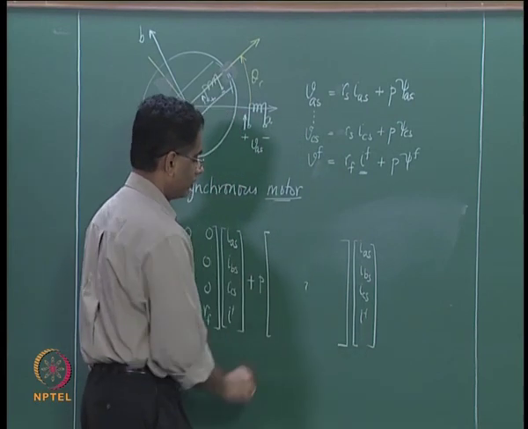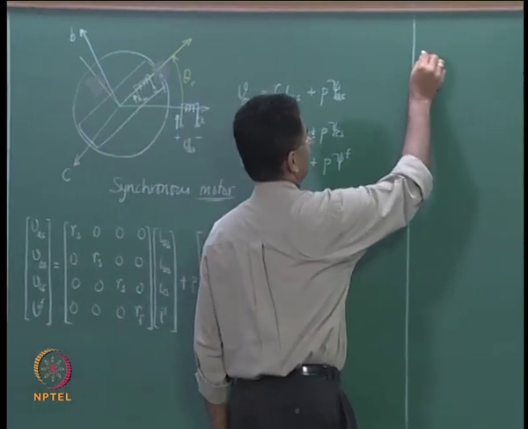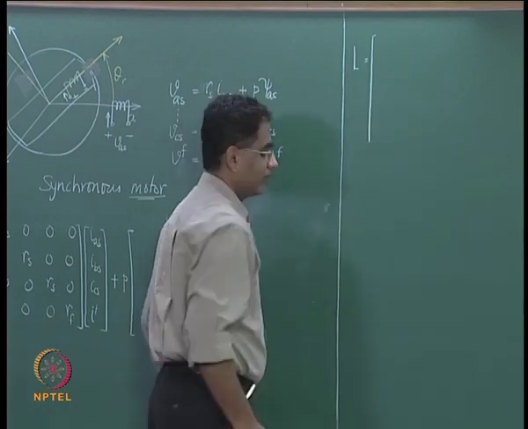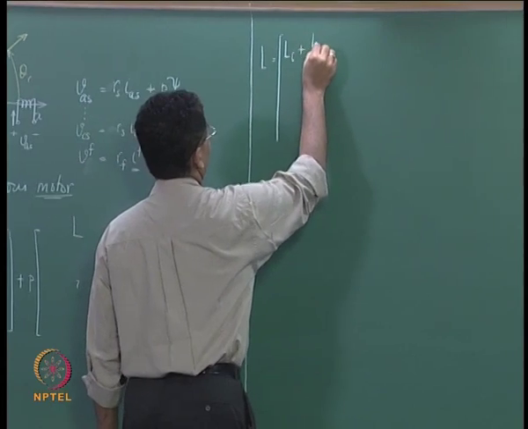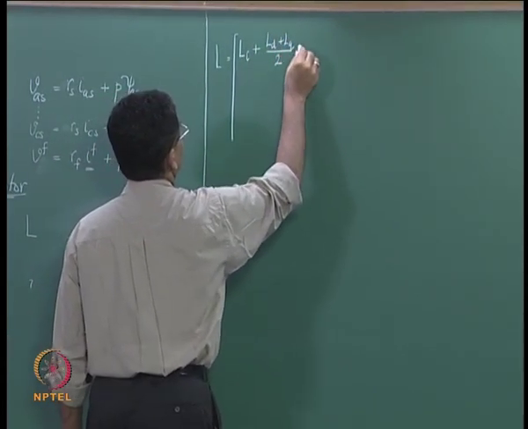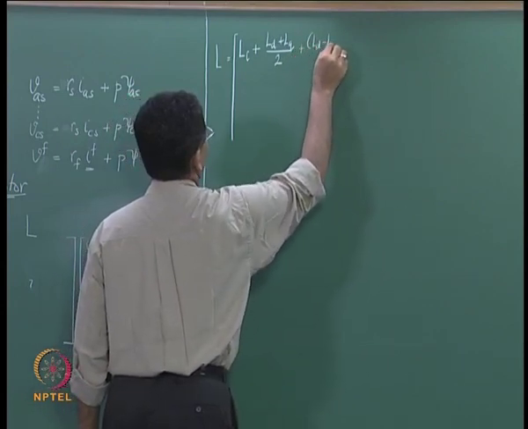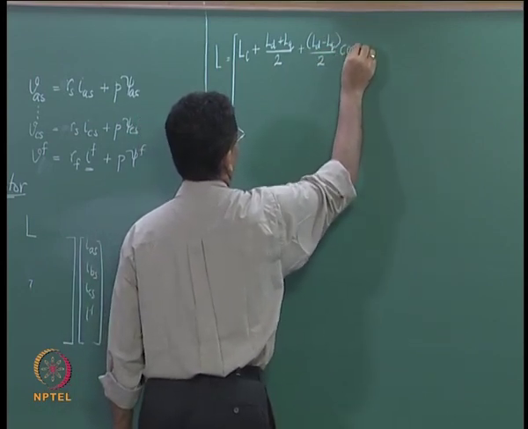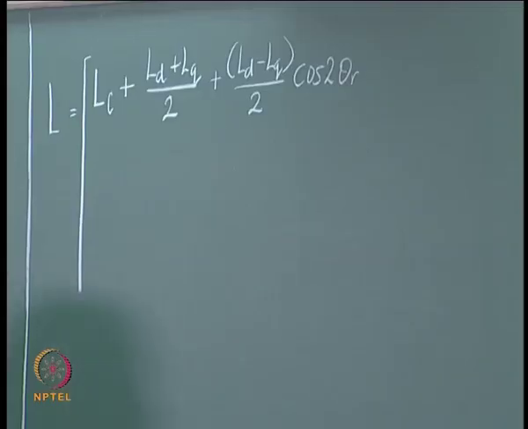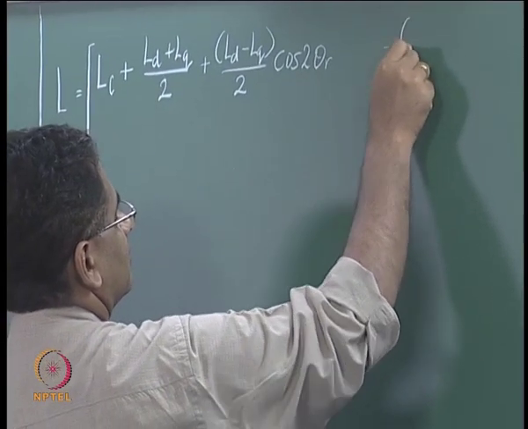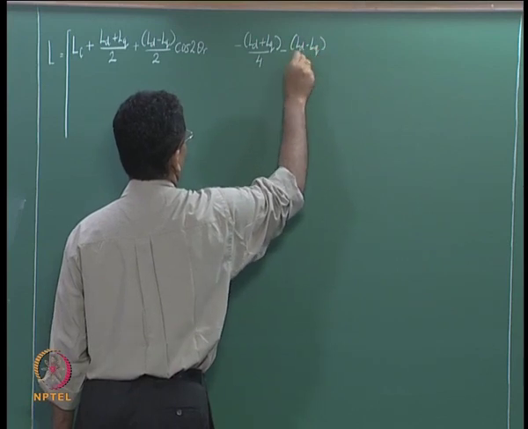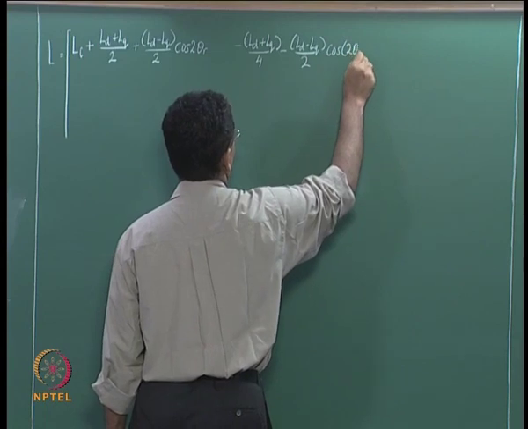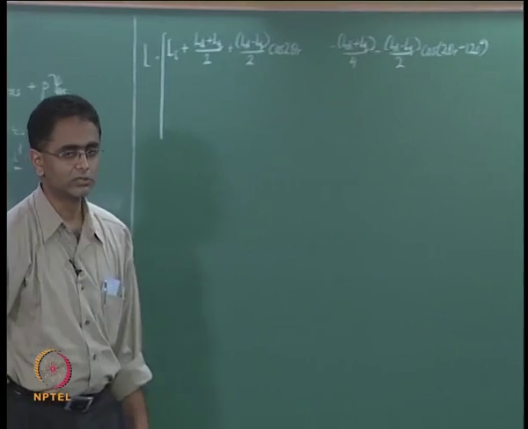So what is going to come here? If we call this matrix L, then L is described by, the first term is the self inductance, which comprises a leakage inductance LL plus LD plus LQ by 2 plus LD minus LQ by 2 into cos of 2 theta r. So this is one term, and then you have the mutual inductance here, and therefore the mutual inductance term is minus LD plus LQ by 4 minus LD minus LQ by 2 into cos of 2 theta r minus 120 degrees. So this is one term.